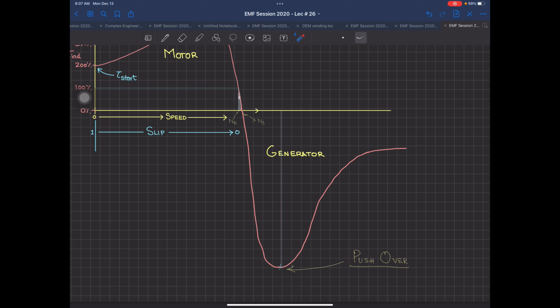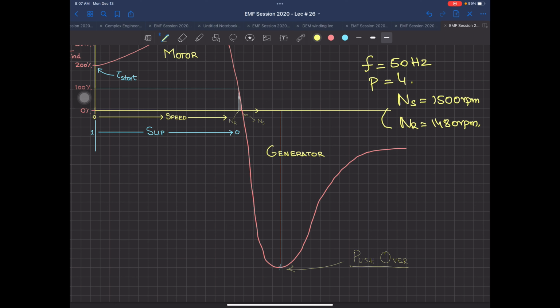Now, what happens when you increase, supposing your machine was rated for 4 poles, and it is a 50 hertz case if I'm talking about Pakistan. So the NS comes out to be 1500 RPM. Your NR at no load comes out to be something like 1480 RPM because the machine is working at no load. As soon as the DC machine now gives a speed equal to 1500 RPM, the machine reaches this point. At this point, the machine is called the floating point.